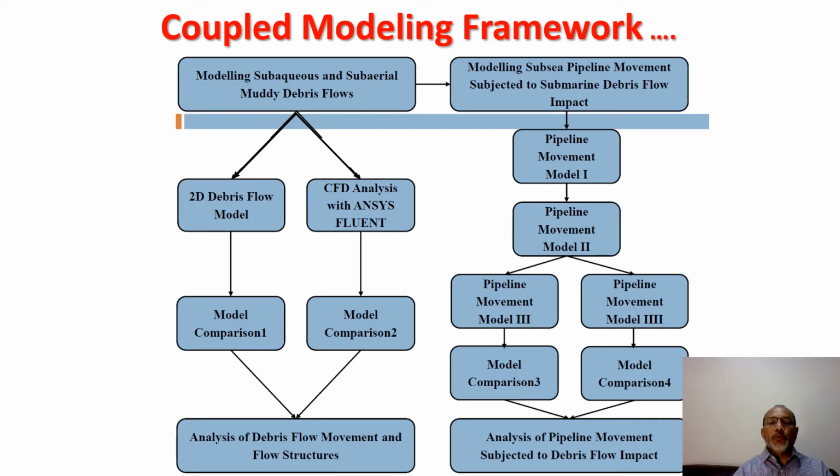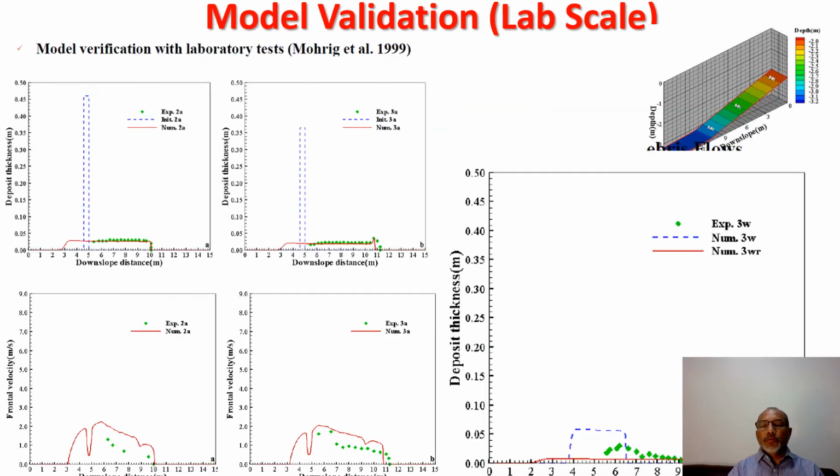So this is the modeling framework. The first one is the flow component or module, and the second one is the structural component or structural interactions, and they are coupled to analyze the pipeline movement subject to debris flow movements. For the model validations, we relied on the laboratory experiments by Mohrig. It is a plume experiment on an inclined slope. We looked into the deposit thickness, the runout distance, and also the frontal velocities in the experimental data.